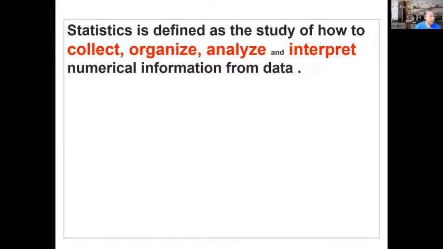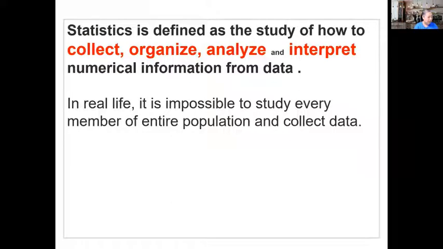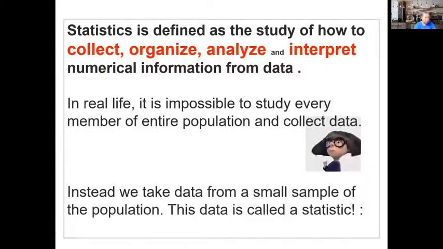Then if you think about it, in real life it is impossible to study every single member of an entire population, right? It's too big and there's no way you can get to every single member and collect the data from any population. So, yeah, there's no way, right?